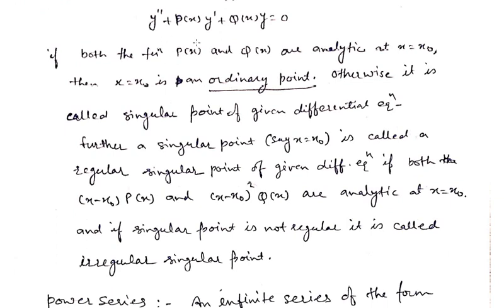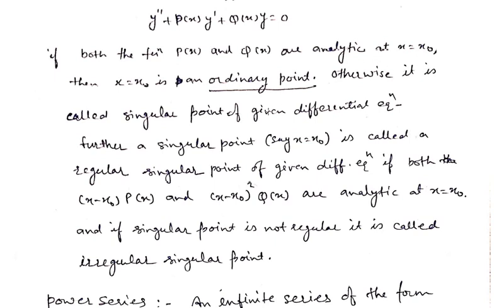Now we discuss what is an ordinary point and what is a singular point. A point x equals x naught is said to be an ordinary point if the functions p(x) and q(x) are analytic at that point. If any one of p and q is not analytic at this point, then this point is not an ordinary point. In that case, this point is said to be a singular point.